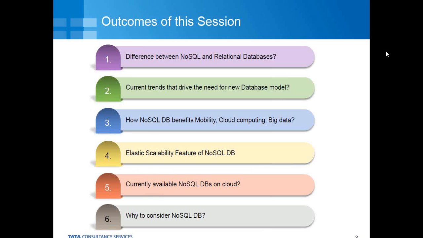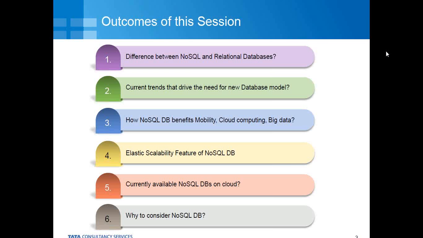So outcomes of this session, ideally after the session you would be able to understand the differences between NoSQL database and the relational database management systems, and the current trends that drive the need for the new database model, such as mobility, cloud computing, and big data, which are quite impacting the latest internet technologies. So how these trends are looking at a new database model, we'll be looking at it.